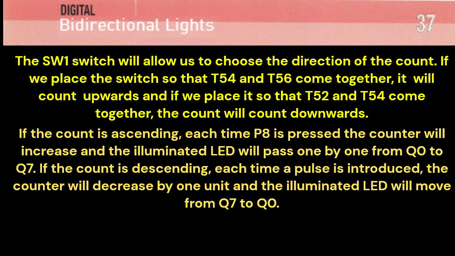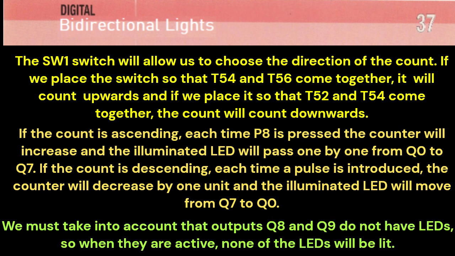If the count is descending, each time a pulse is introduced, the counter will decrease by 1 unit and the illuminated LED will move from Q7 to Q0. We must take into account that outputs Q8 and Q9 do not have LEDs, so when they are active, none of the LEDs will be lit.